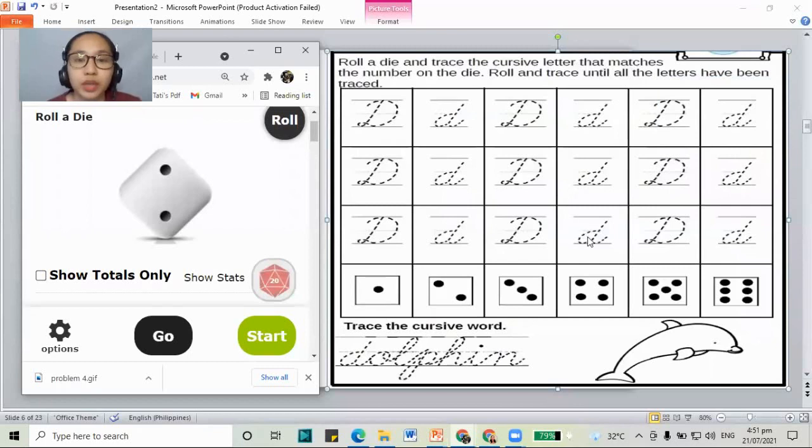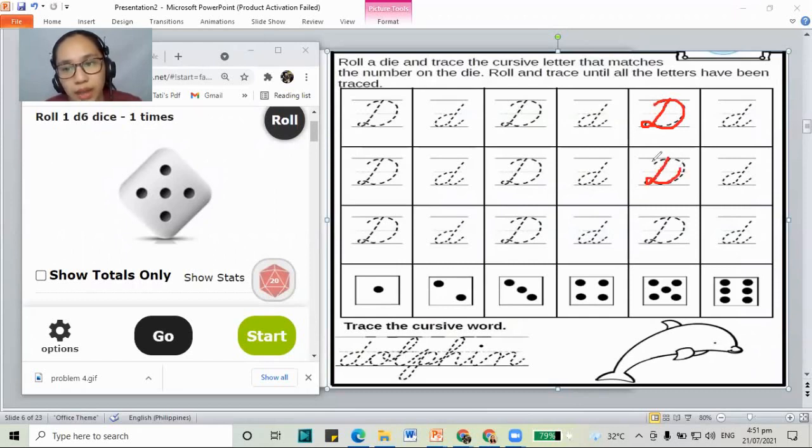Now we go on by doing letter D. Let's do our cursive for D. Let's roll the die. And we have number 5. Let's do our letter D. When we do D, line down, make a loop, and out. Letter D. Again, line down, make a loop, and out. Capital letter D. Let's roll again the die.